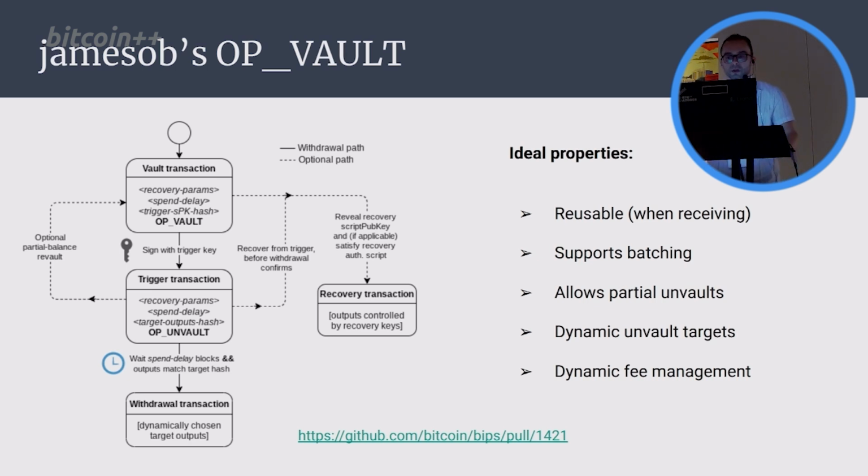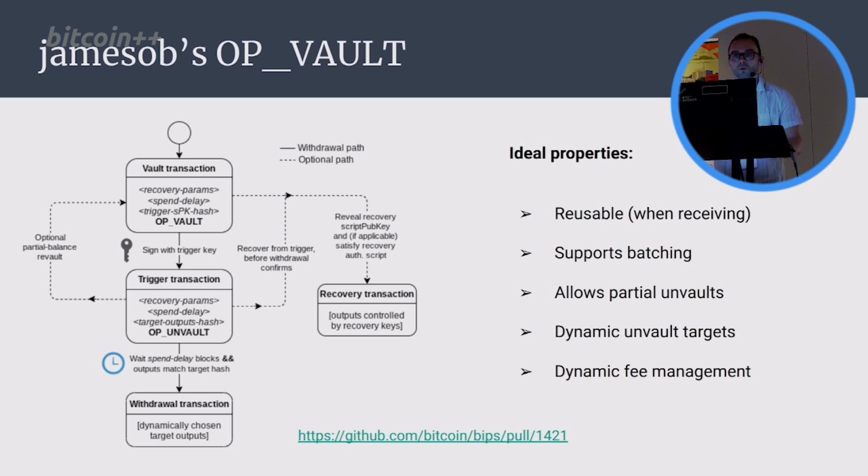Well, we want to be able to have reusable vaults, so if you receive multiple UTXOs to the same address, you should be able to use all of them. You should be able to support batching, ideally, so you should be able to spend multiple inputs from the same vault in the same transaction, but even better if you can batch these together with other transactions, that's great because it also helps with fee management, for example.